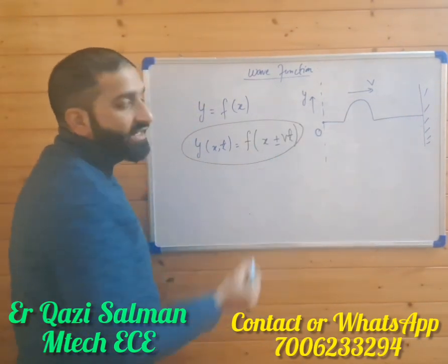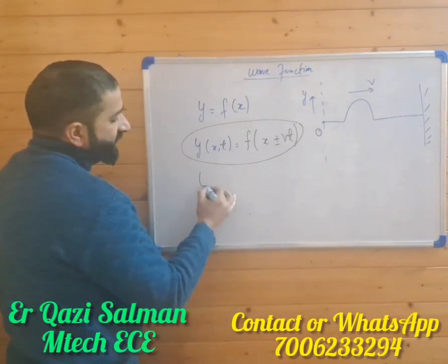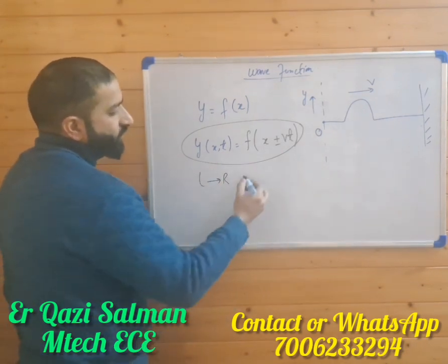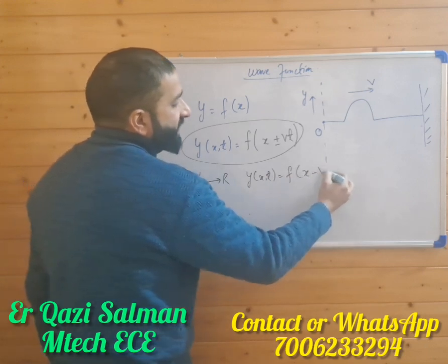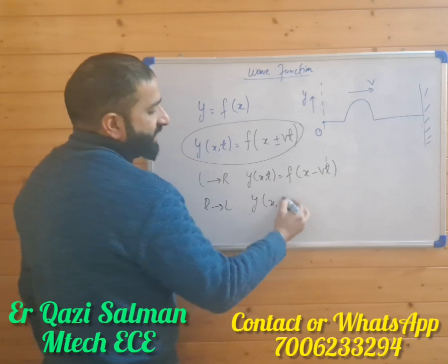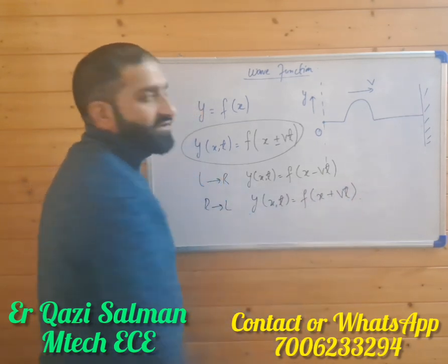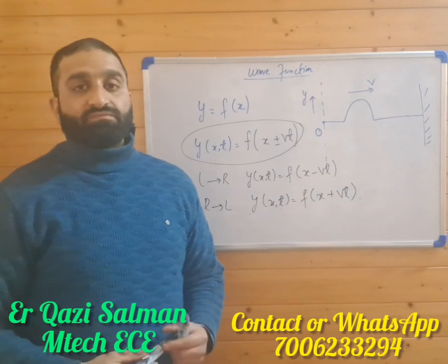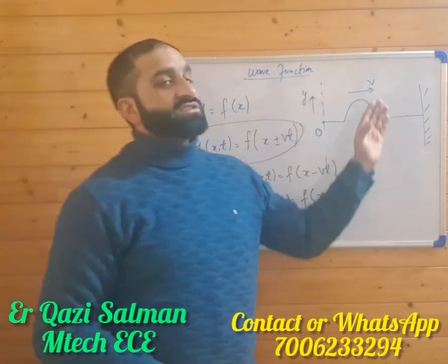Now we have plus or minus; which sign to take depends upon the direction of the wave pulse. If the wave pulse is going from left to right, the wave function y of x comma t is f of x minus vt. If it is going from right to left, y of x comma t is taken as f of x plus vt. So a wave function is a mathematical equation that describes the motion of this wave pulse.